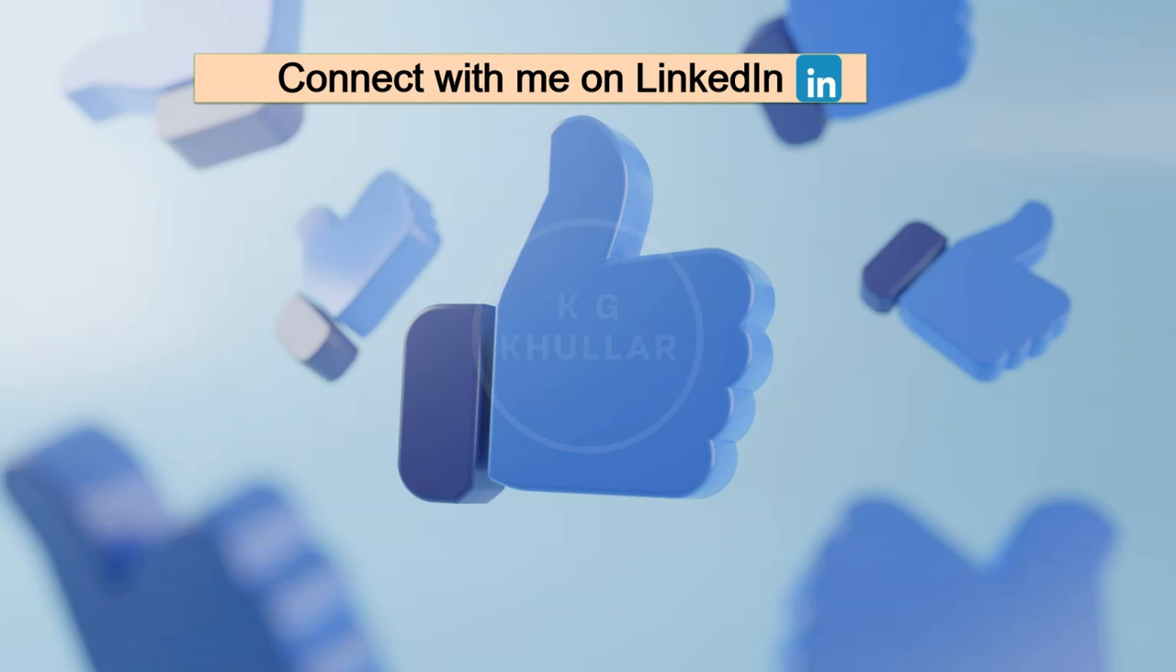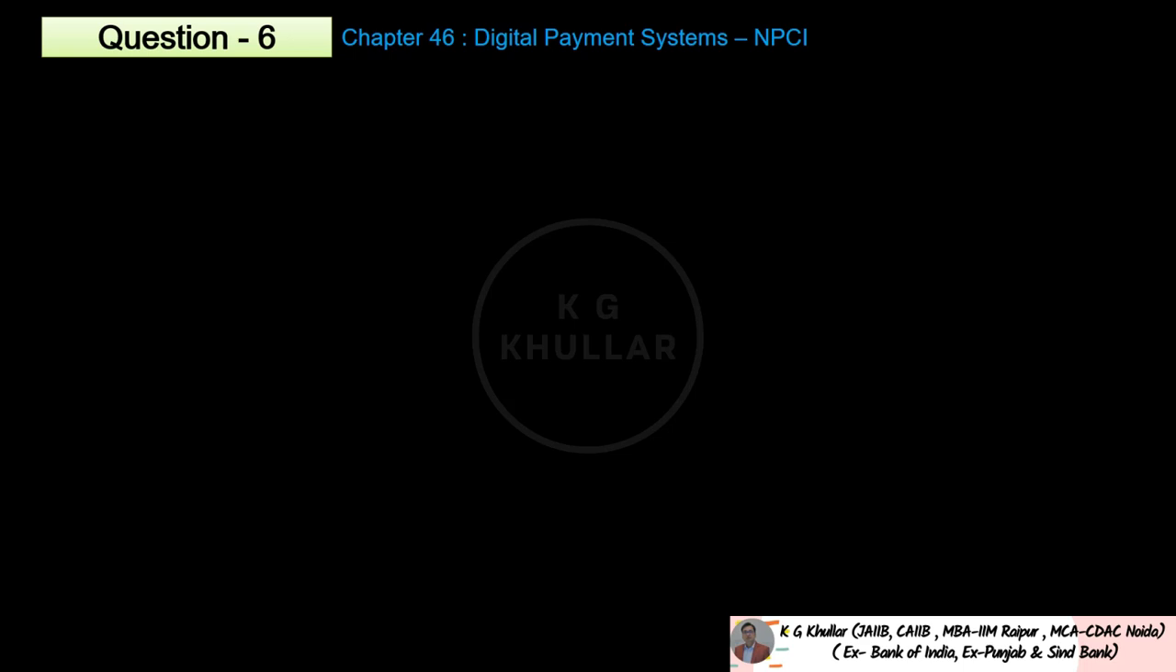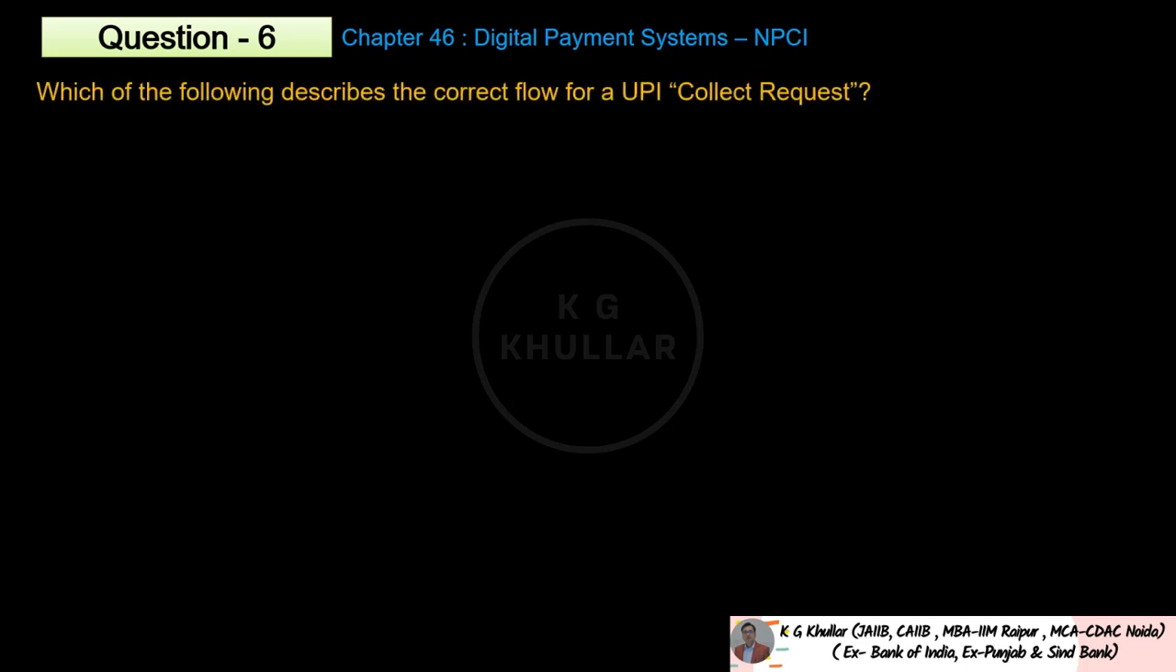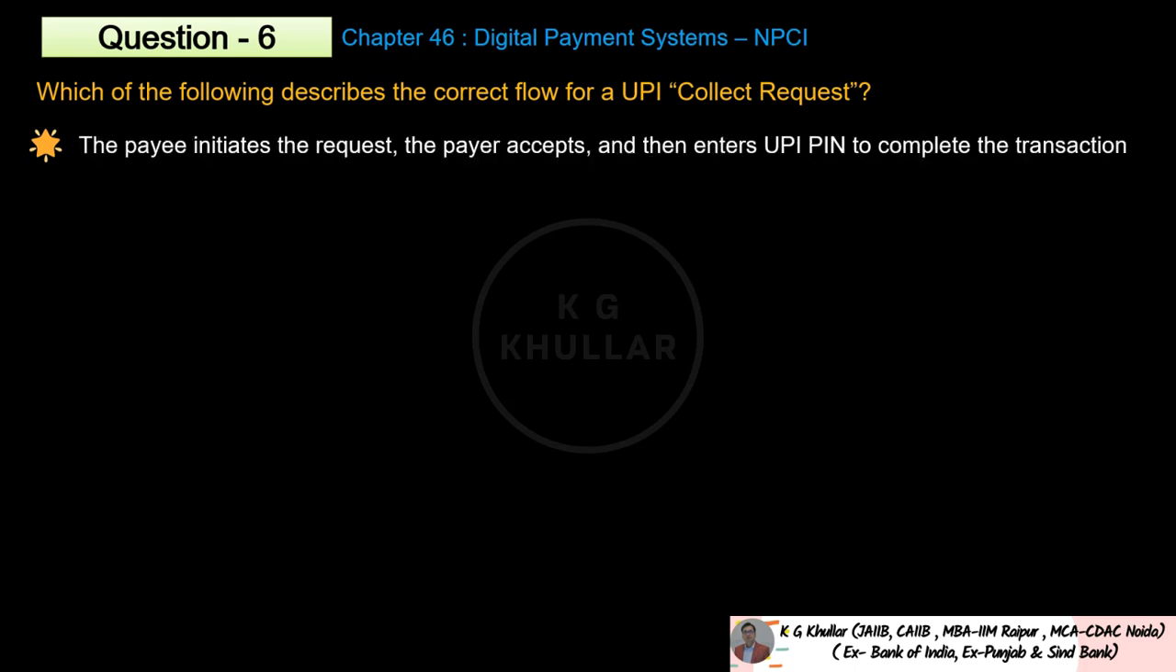Next, let's move forward with our mock test. Then next question is from chapter 46, that is digital payment systems. And the question goes like this. Which of the following best describes the correct flow for a UPI collect request? And these options are given to you.